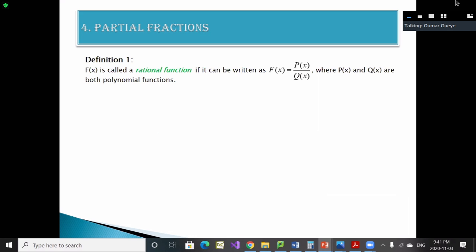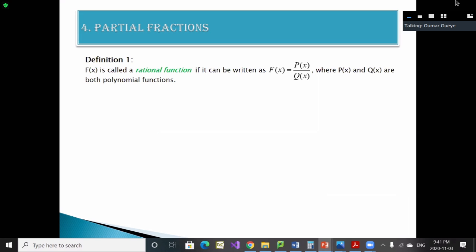And a polynomial function is a summation of powers of x. That's what we mean by polynomial. A summation of powers of x where each exponent is a positive integer. If you have an exponent which is a negative integer, you don't have a polynomial. If you have an exponent which is a fraction, it's not a polynomial. All exponents should be positive integers.